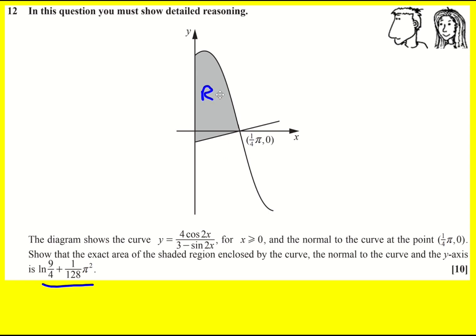So I'm going to split this into two parts. I've got R1, which is going to be above the y-axis, and then I've got this little triangle, which I'm going to say is region 2, R2, below. Okay, so I can make a good start by doing an integral of the function between 0 and pi over 4. And actually, I should have just said that this is going to be R1.